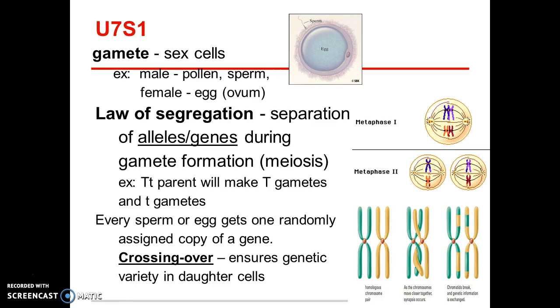Every sperm or egg gets one randomly assigned copy of the gene, whatever you carry in your 46 chromosomes. And then crossing over, I want to remind you about that happening because that is actually something that occurs that allows for variation. So if you have your homologous chromosomes lining up in metaphase 1, the legs can actually cross over, break off, and reattach.